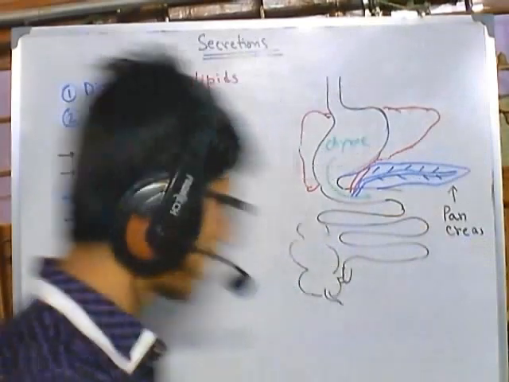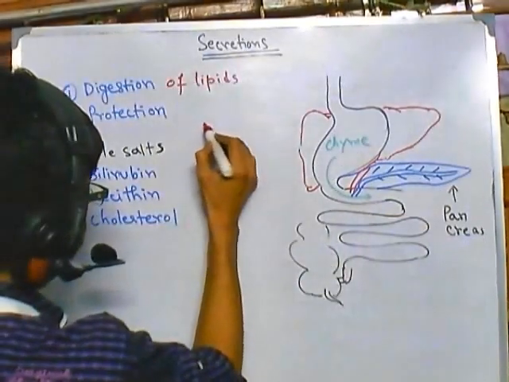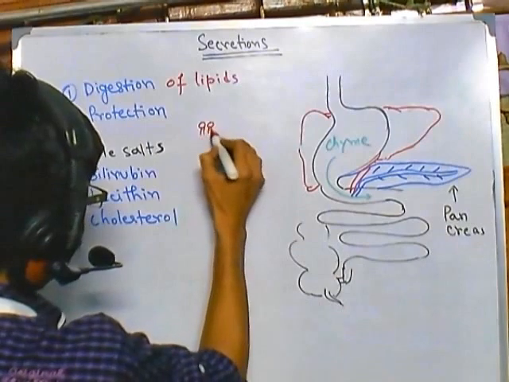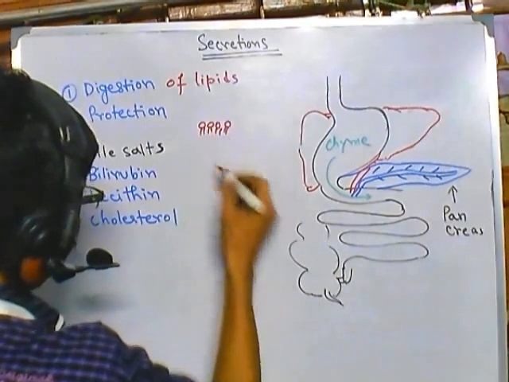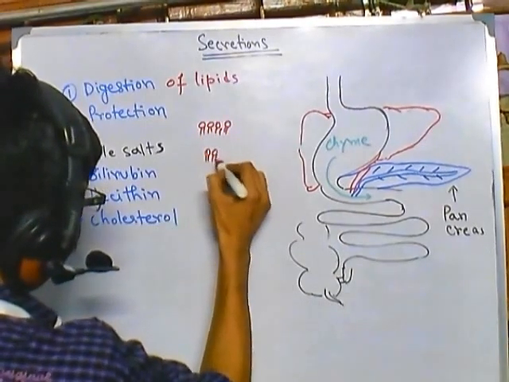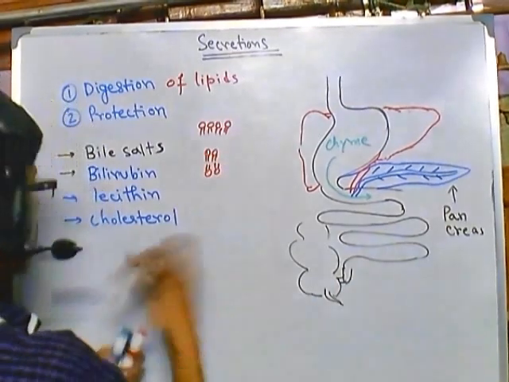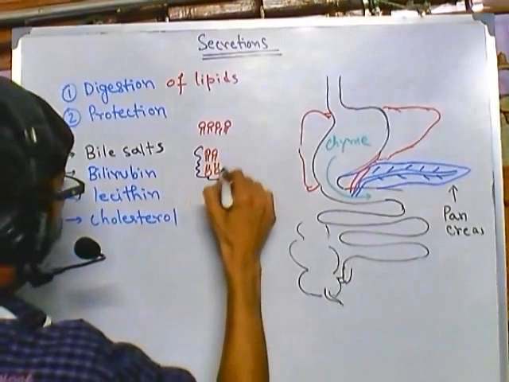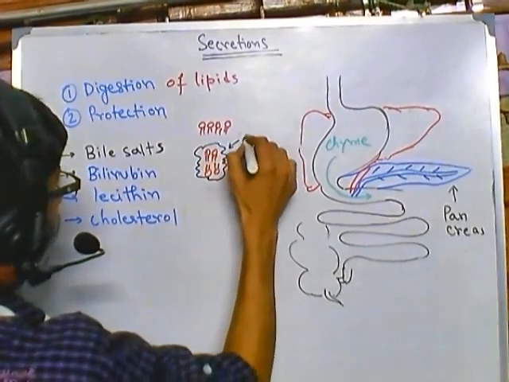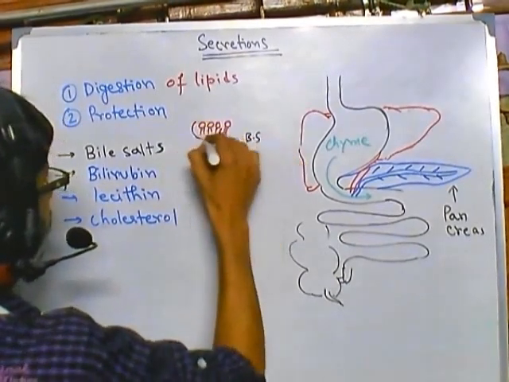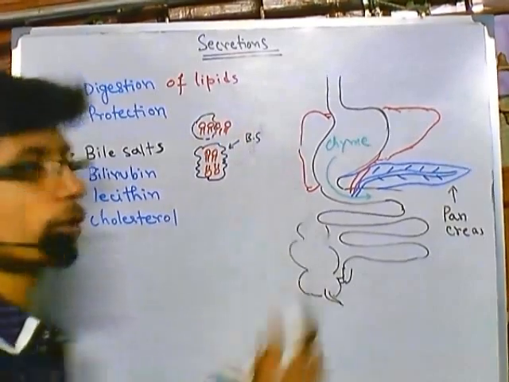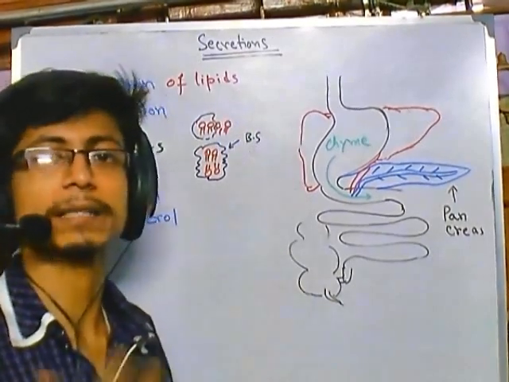So if these are the fat, what do we mean by emulsification? If this is the fat, things like this, they are kind of surrounding the fat with themselves. So if the black thing is the bile salts, they are surrounding the fat and producing small droplets of fat, which are called fat emulsions.